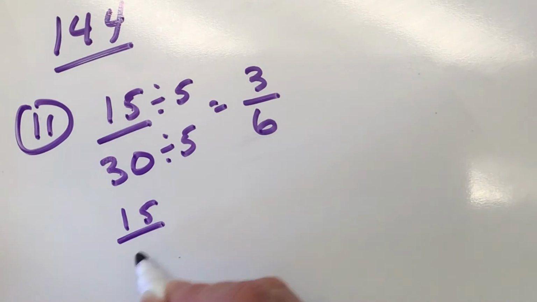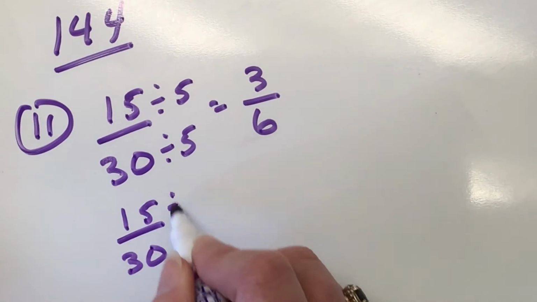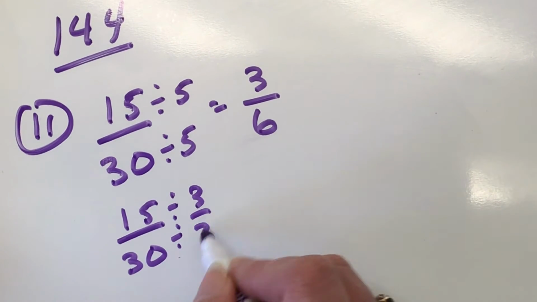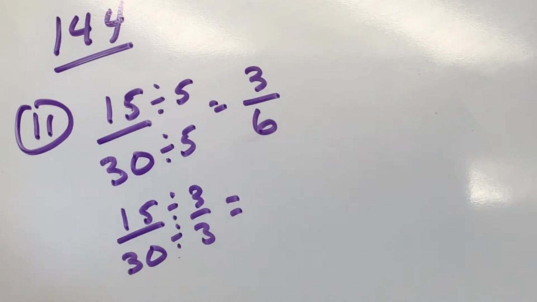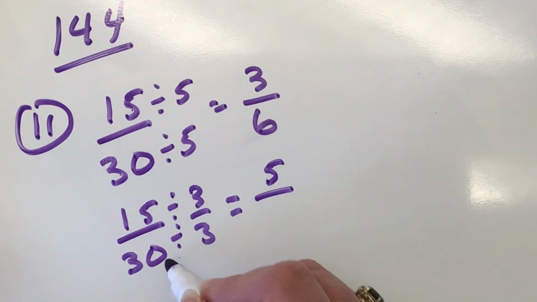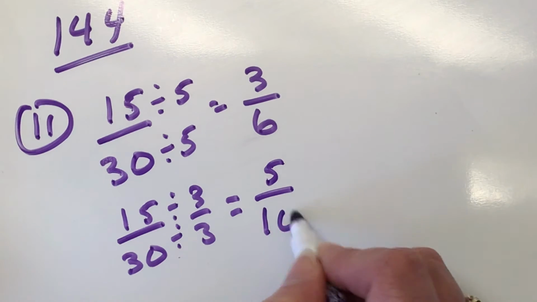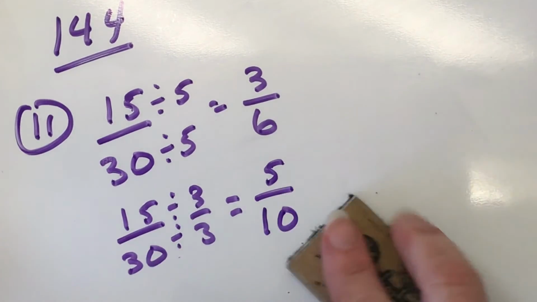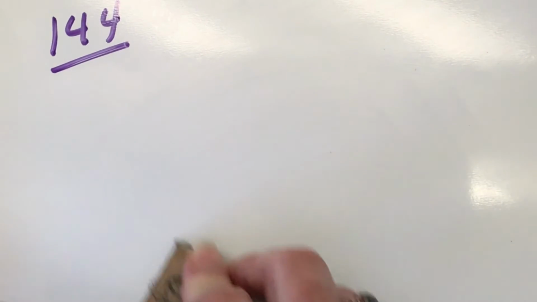Okay, I can do it a different way. I can divide both numerator and denominator by 3, because 15 and 30 are both divisible by 3. 15 divided by 3 equals 5, and 30 divided by 3 equals 10. Okay, so that's number 11. All right, I'll do one more of those with you from that middle section.